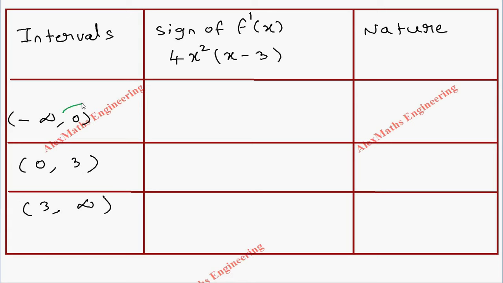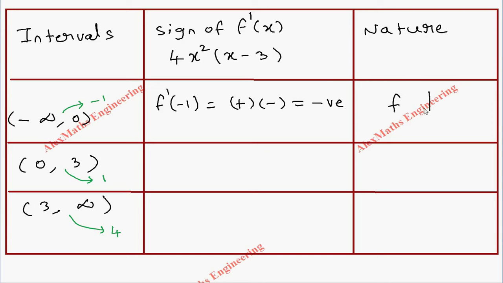Now we have to fill this box. From the first interval, let's take a value minus 1. In the second interval, let's take a simple value 1. And in the third interval, let's take 4. Let's find the value of f dash of minus 1. This term is square, so it's going to be positive. And if I put minus 1 here, minus 1 minus 3 is minus 4, which is negative. Totally, this is negative. It means the function is decreasing.